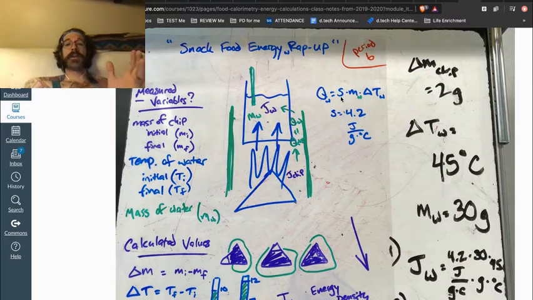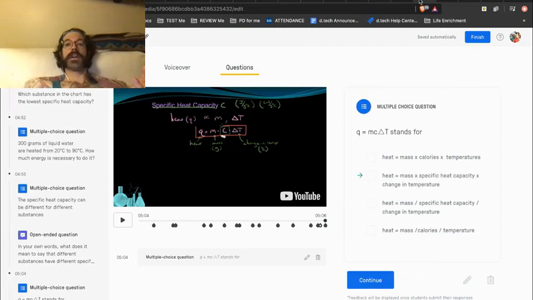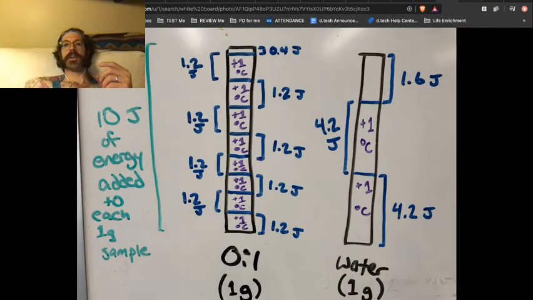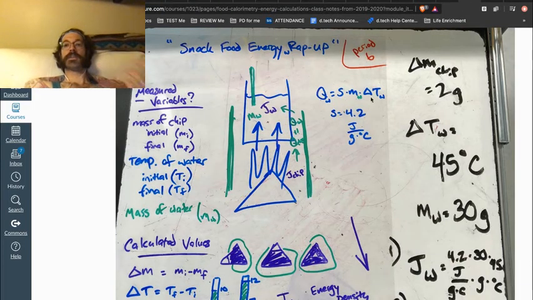So, specific heat capacity for water. This is the same situation that we saw in the video back here. So this equation, just change C to an S, and then you have Q equals SM delta T.